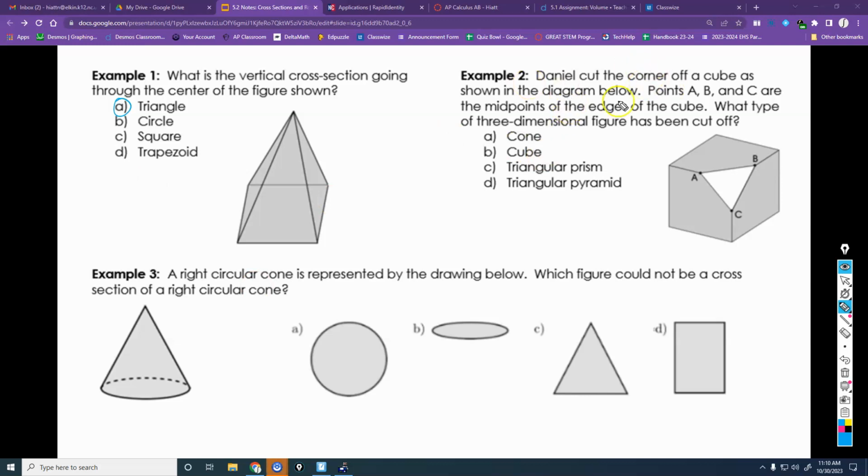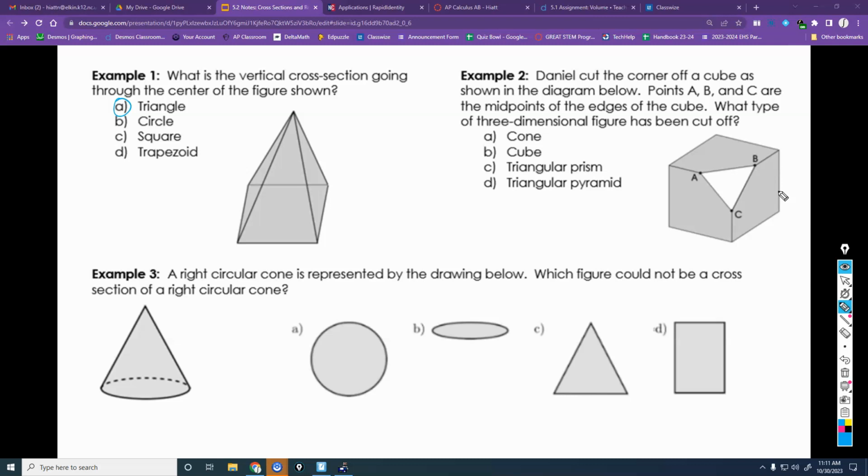Okay, I'm going to read the second one to you. I want you to silently, without saying it out loud, choose one of these here, and then we'll see what you guys think. Daniel cut the corner off of a cube as shown in the diagram below. Points A, B, and C are the midpoints of the edges of the cube. What type of three-dimensional figure has been cut off? So it's asking you what the piece that got cut off looks like. We only see what's left. It wants to know what the piece looks like.